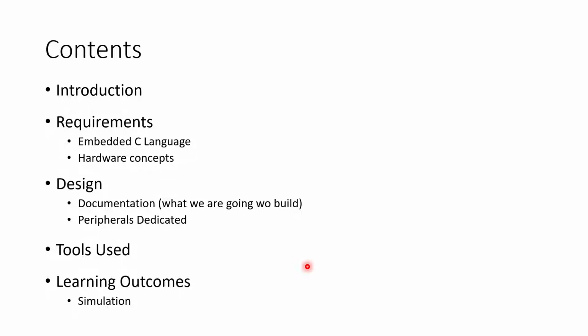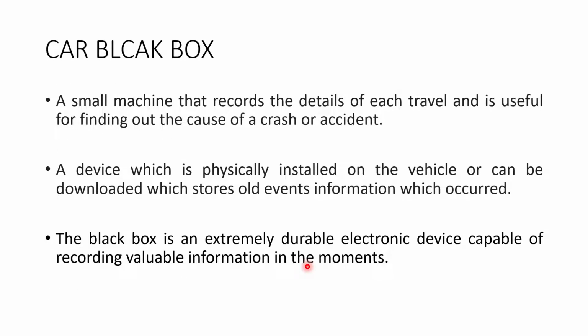Now let's begin with the introduction. Car black box. Before knowing the car black box, let us see what a black box is in general. The black box is an extremely durable electronic device capable of recording valuable information in the moments. So, this is a durable electronic device which can record information in a moment, like say half a second or a second.